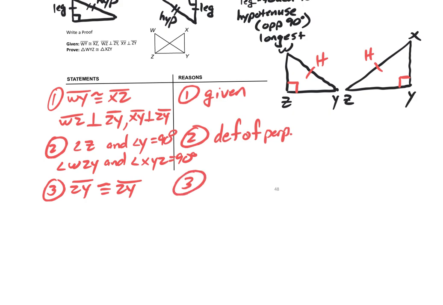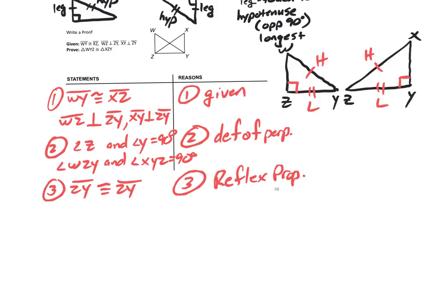Because of the reflexive property. If those two things are exactly the same, then it is the reflexive property. Okay? So I'm going to mark it. And this is a leg. Do we have three pieces? Yep. And the three pieces we need are a 90-degree angle, the hypotenuse, and a leg.